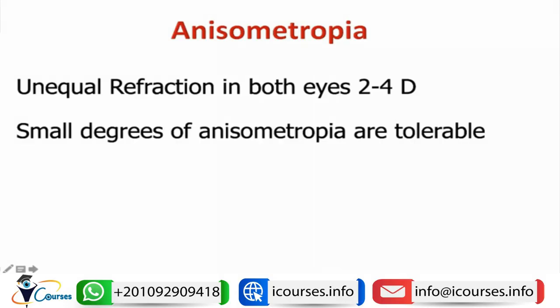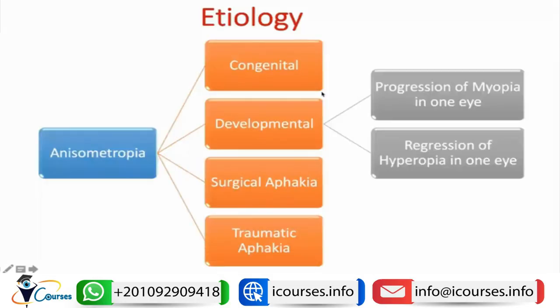So why could anisometropia occur? This can be congenital, like when you find a newborn who is born with unequal refraction in both eyes. You may find one eye is myopic and the other hypermetropic, or both having the same type of refractive error but with a large difference. Or they can be born normal, but develop anisometropia later on.